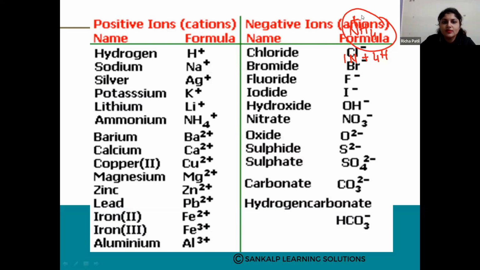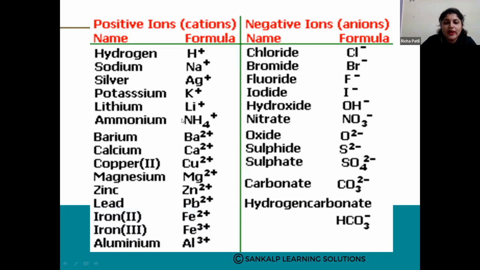So you can see some of the positive ions, cations, and how they are represented: hydrogen H plus, sodium Na plus, silver Ag plus, potassium K plus, lithium. So these are some of the cations. They always tend to give electrons. Always remember the electropositive atoms. Electropositive atoms are the elements present on the left hand side of the periodic table. So sodium, potassium, then lithium, aluminum.